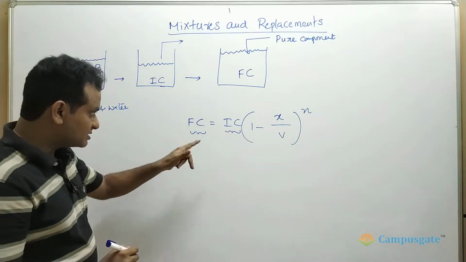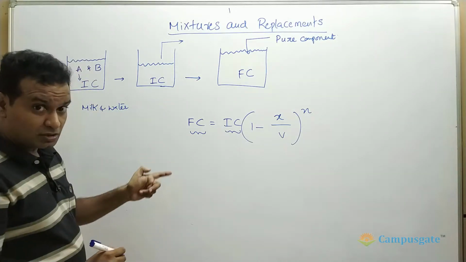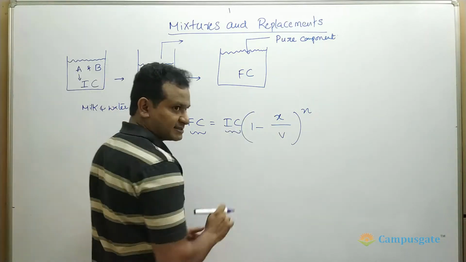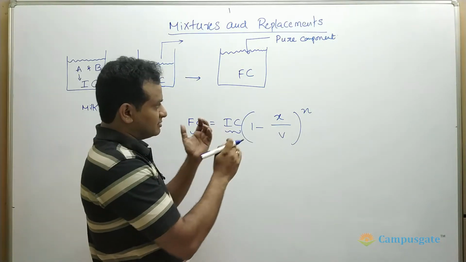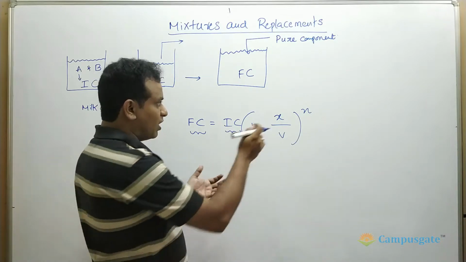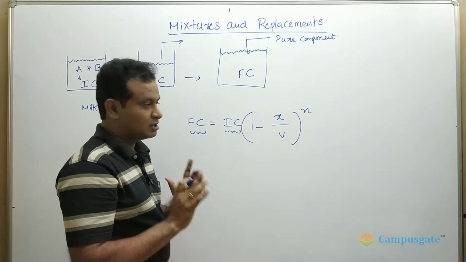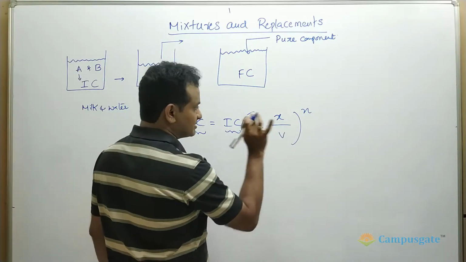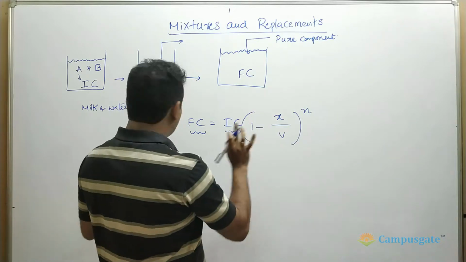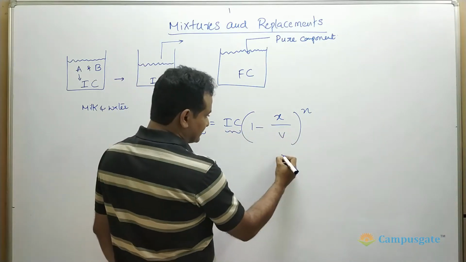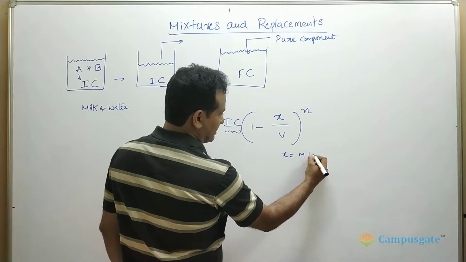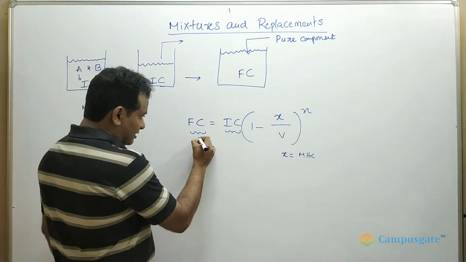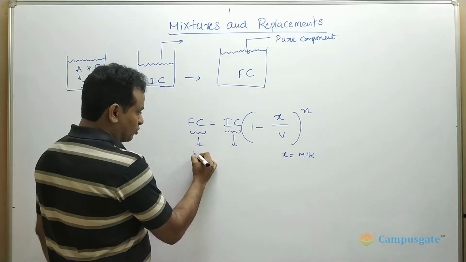Okay, the first thing: what are these IC and FC? These concentrations are the component A concentration or component B concentration in the mixer. That is very, very important. And what about X? It is given that one of the pure components is being replaced, so what component we are replacing is very, very important. Now let me explain this formula first. Always start from X. Suppose in this question X is milk, you are replacing it with milk, that is a pure component, then you should take FC and IC as water concentrations.